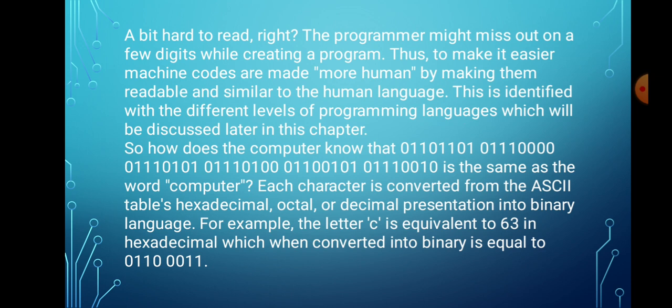So how does the computer know that this string of binary digits is the same as the word computer? Each character is converted from the ASCII tables' hexadecimal, octal, or decimal presentation into binary language. For example, the letter C is equivalent to 63 in hexadecimal, which when converted into binary is equal to 01100011.